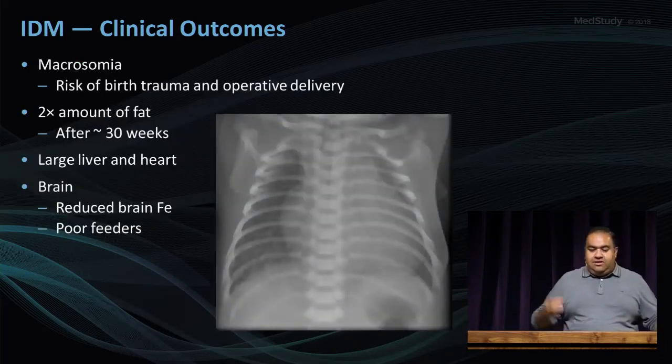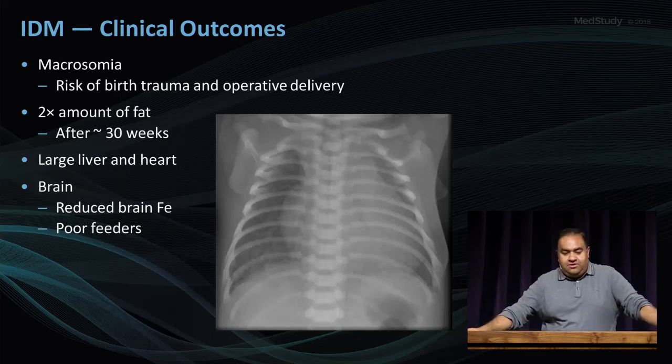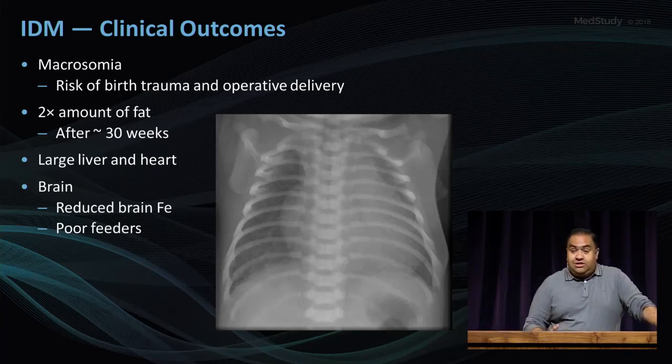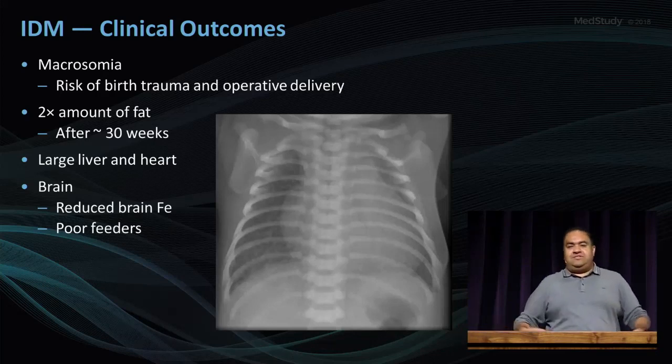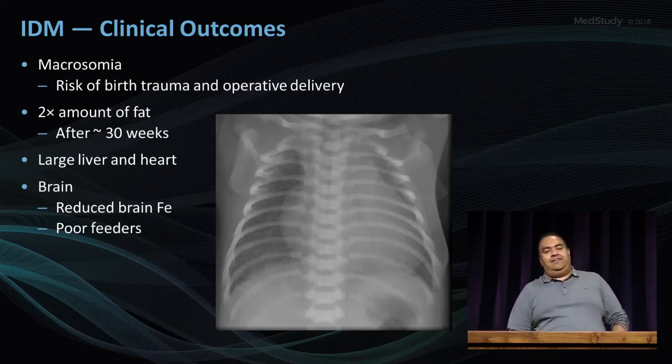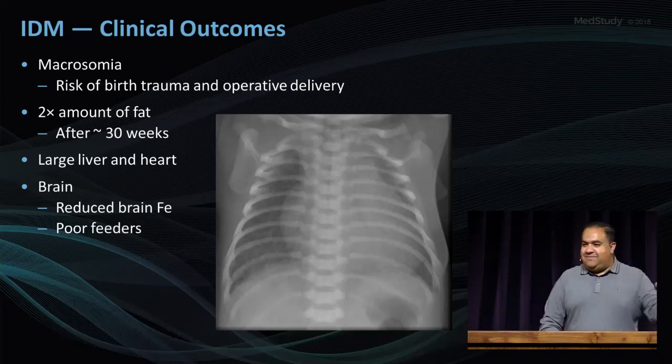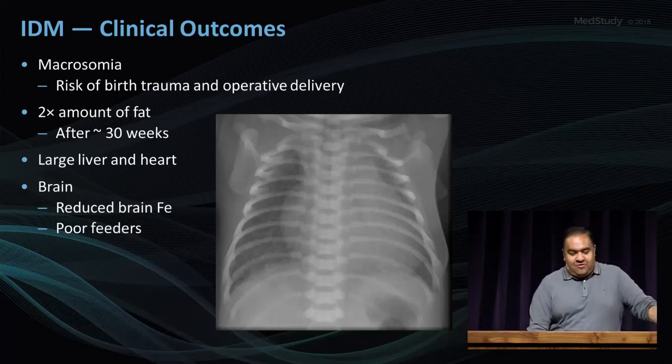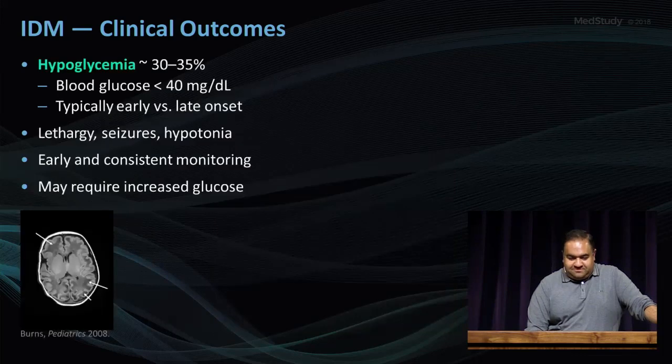With macrosomia, there's a high risk of birth trauma. Usually they have a large liver, a large heart, and the brain has reduced brain iron, and they're usually not very good feeders. They're kind of lazy, sloppy babies. Like you have all this food on board, that post-Thanksgiving comatose feeling you have sitting on the couch. Well, that's what this baby is, having enjoyed it all for however many weeks inside mom.